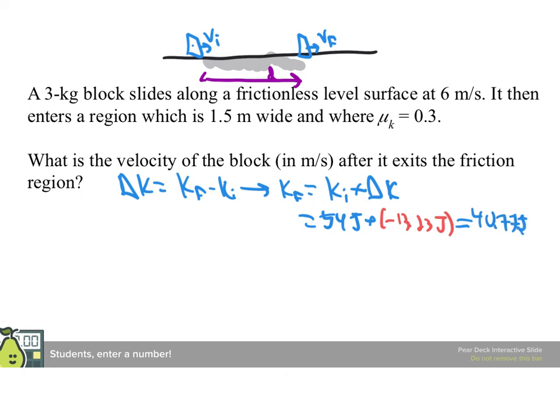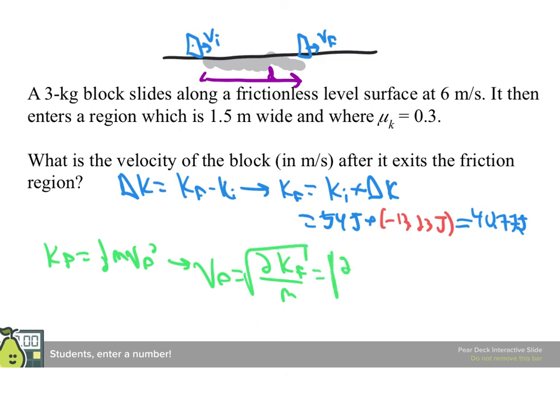But also, K final is 1/2 m Vf squared. So Vf is the square root of 2 times the kinetic energy over the mass, or the square root of 2 times 40.77 joules over 3 kilograms, which is 5.21 meters per second.